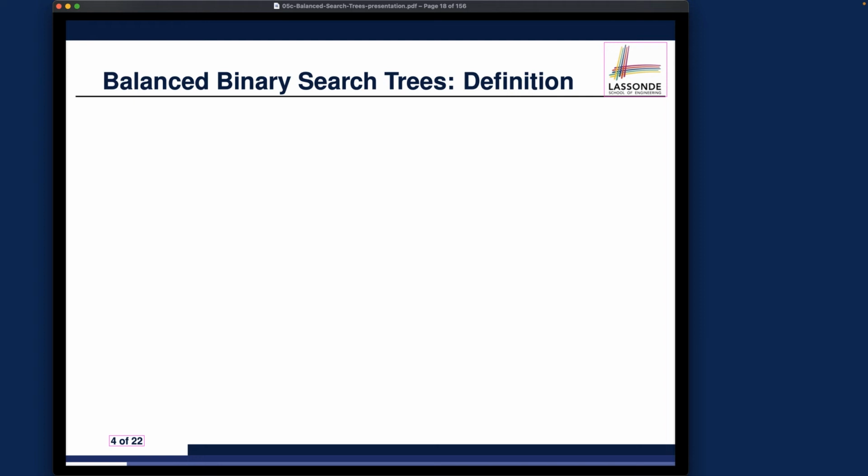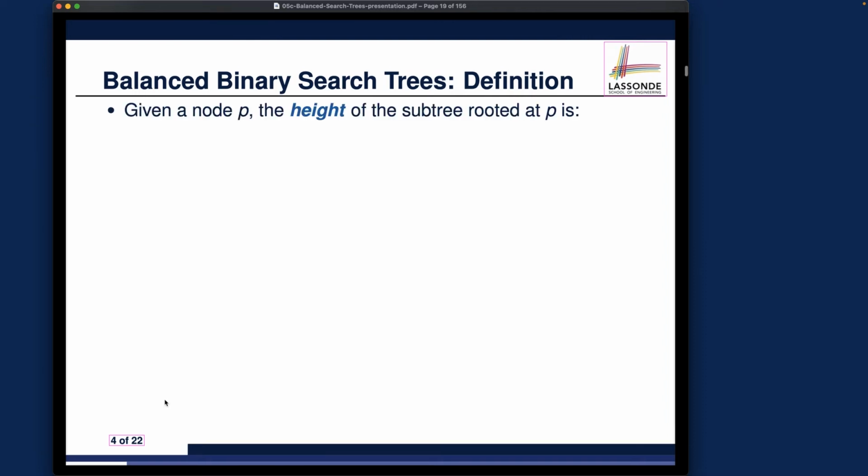Let's now define what it means for a tree to be balanced. And for that, we need a definition of the heights of a tree. Let's now review our definition from earlier. Given a node, P, which doesn't have to be the absolute root of the tree, it can be anywhere in the tree. The height of the subtree rooted at P will be defined as follows, which we have seen already.